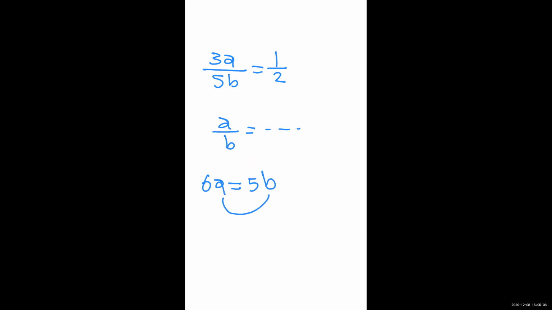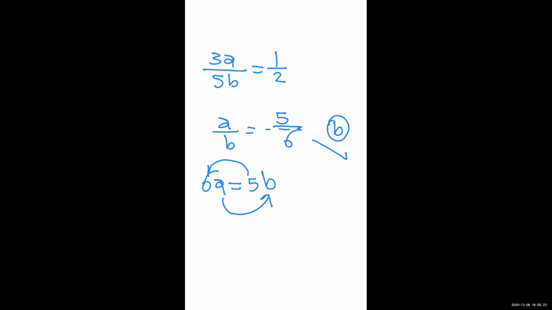If 3a over 5b equals 1 over 2, then a over b equals dots. Okay, cross multiplication. 3a times 2, so it will be 6a equals 5b. So a over b equals 5 over 6. So here 5 over 6. So the right choice is letter B. Okay?